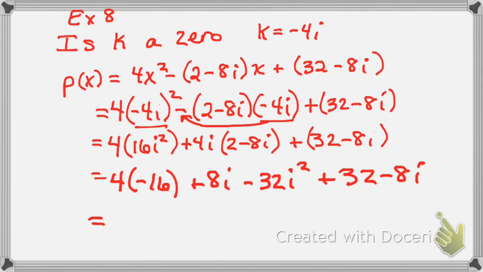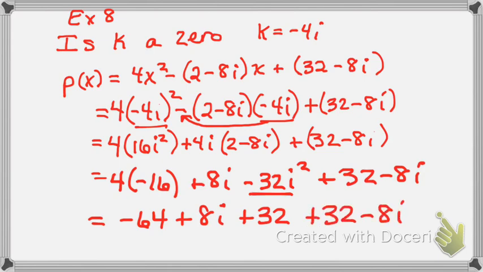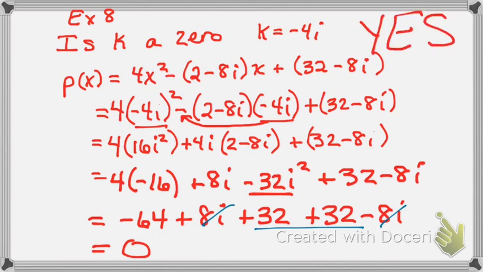What's 4 times negative 16? Negative 64. Okay, plus 8I. And what is this going to simplify to? 32. I squared is the same thing as negative 1, and negative 1 times negative 32 is positive 32. Plus 32 minus 8I. Okay, the 8I's cancel. So does the 32. And then 32 plus 32 is 64, and 64 and negative 64 equal 0. So the question was, is K a 0? Answer is yes. Yes, it is a 0.